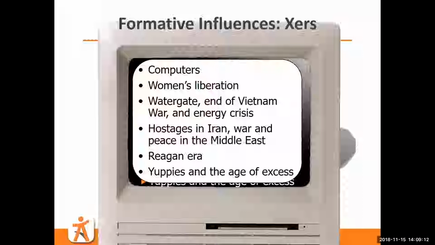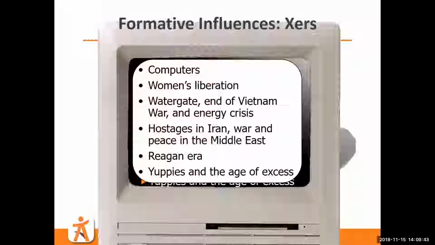Generation Xers were the first computer generation, and by the time they got to the workplace, the technology boom was just beginning. Xers were influenced by many goings on in their formative years. For example, women's liberation was becoming an issue in the 60s, really taking off in the 70s. Many women liberated themselves from the home and entered the workplace in big numbers, unprecedented since World War II.